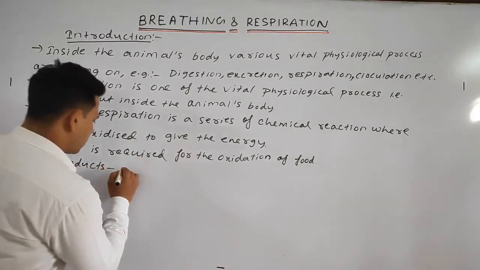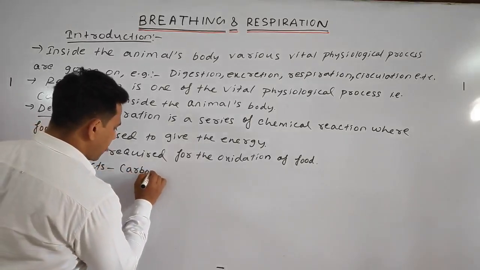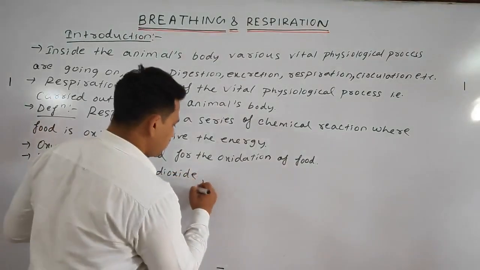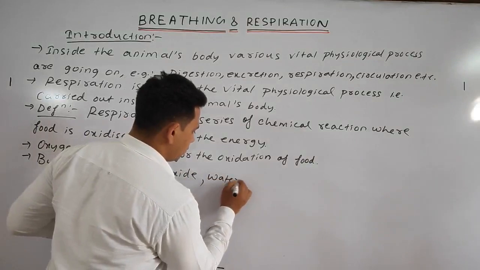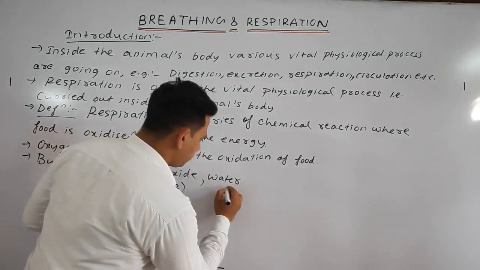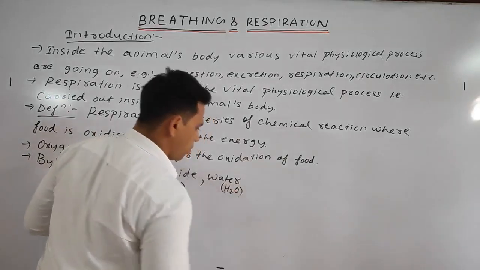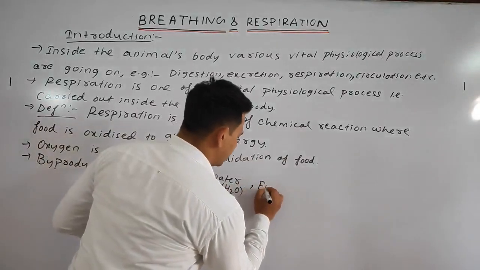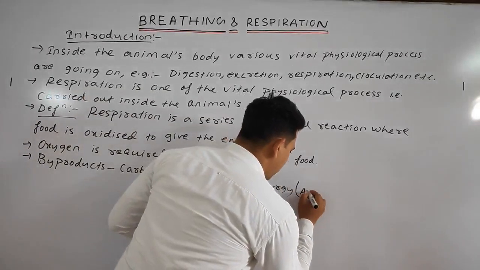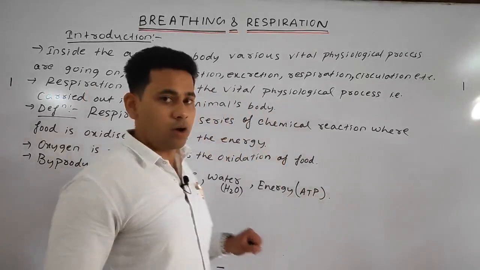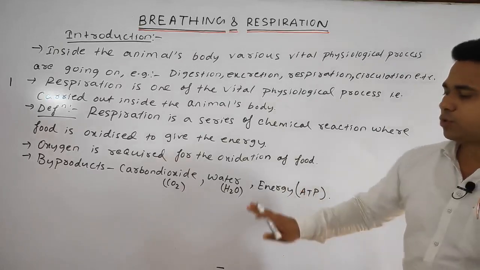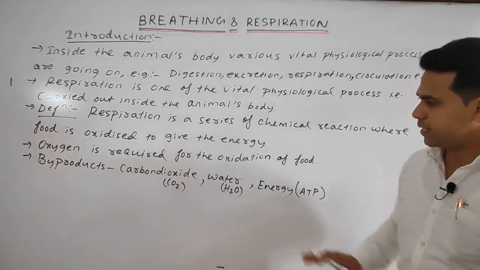Okay, so byproducts are the carbon dioxide, or CO2, then the water. I am writing the formula: CO2, this one is your H2O. And obviously you know the energy, which is released in the form of the ATP. Always remember, the energy is always released in the form of the ATP. So the byproducts are carbon dioxide, water, and the energy.